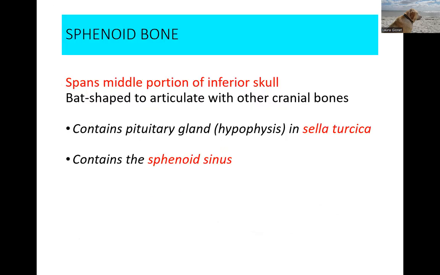The sphenoid bone, it spans the middle portion of the inferior skull. There are two features to identify. We have what's called the sella turcica, which contains the pituitary gland. And then anterior to the sella turcica is a sinus, and that would be the sphenoid sinus.